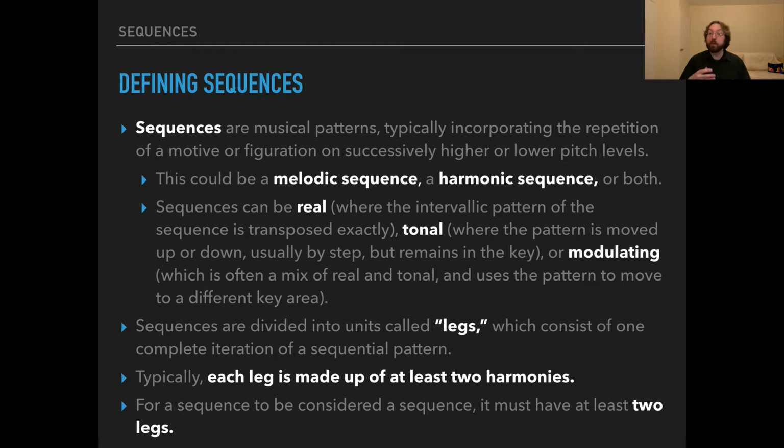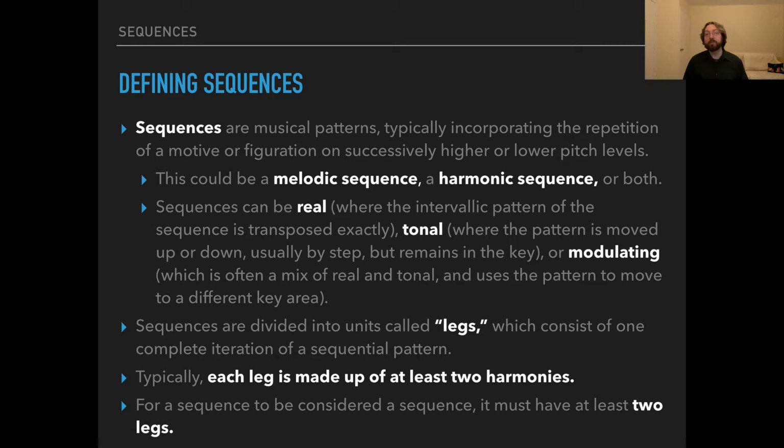Sequences can also be real, where the intervallic pattern of the sequence is transposed exactly, tonal, where the pattern is moved up or down, but remains in the key, or modulating, which is often a mix of the two. I want to emphasize that sequences are divided into units called legs. There's some other names for these, but we'll use the term leg in this presentation. This consists of one complete iteration of a sequential pattern.